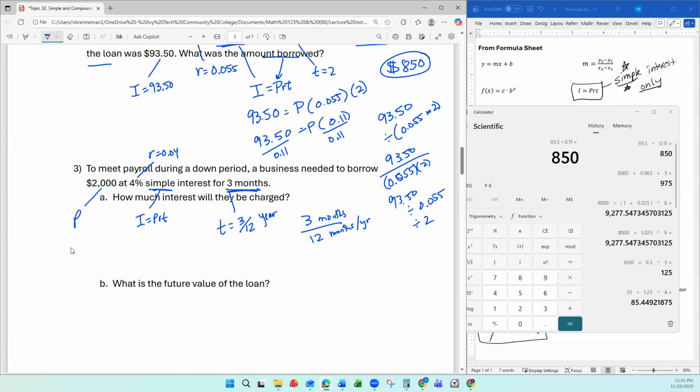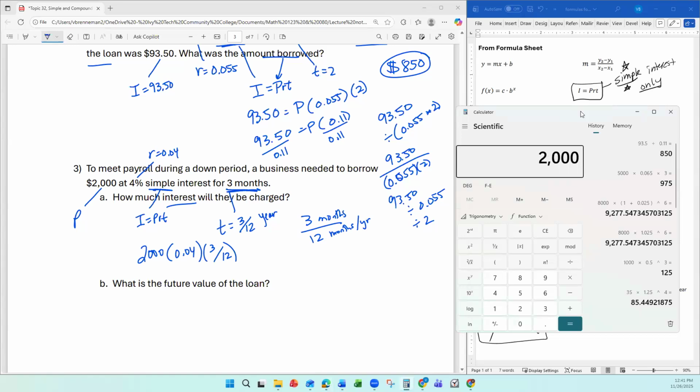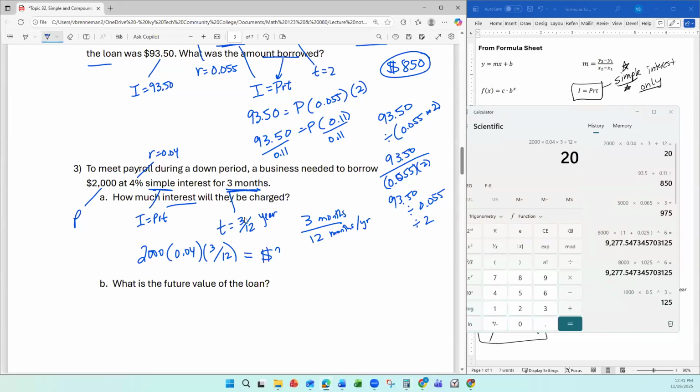So how much interest will they be charged? 2,000 times 0.04 times 3 divided by 12. And that comes out $20. What is the future value? That's going to be the principal plus the interest, the 2,000 that they borrowed, plus the extra 20, means they're going to have to pay back 2020.